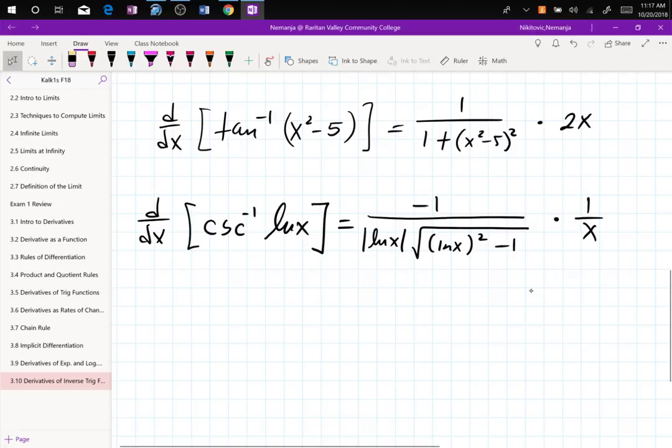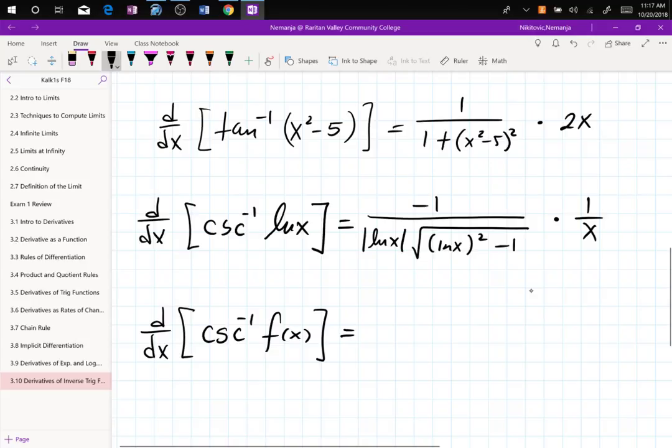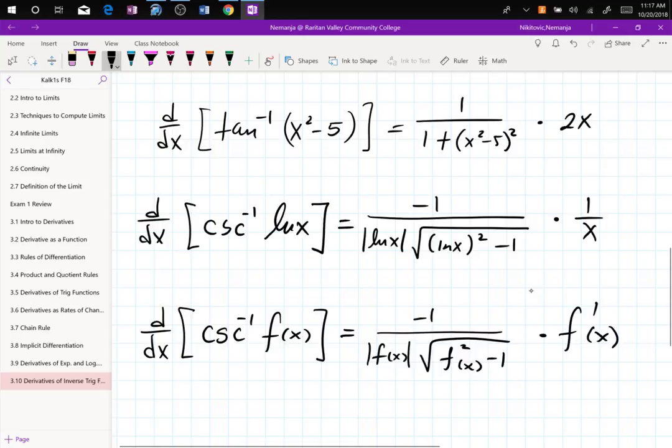So we can have better versions of our formulas because this ln x is a function, and you can put any function in there. So technically, what would this formula be if you are to write the general case? What is the formula for cosecant inverse of any function? Well, it's exactly -1 over absolute value of that function times the square root of the function squared minus 1 times the derivative of the function because of the chain rule.